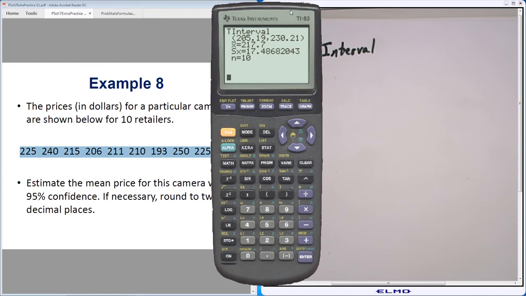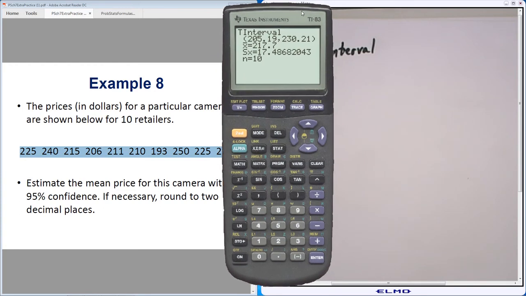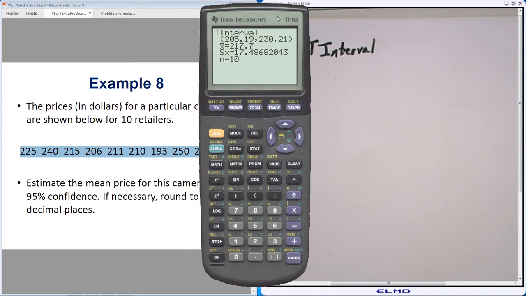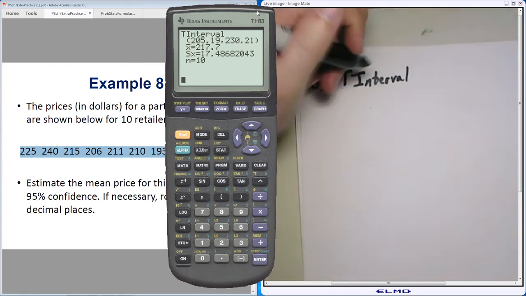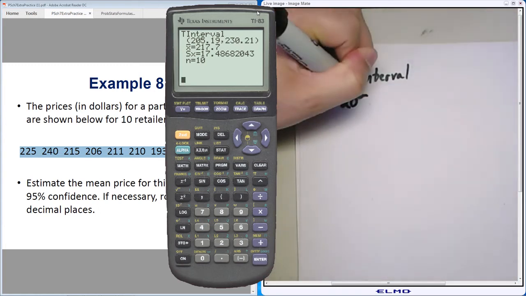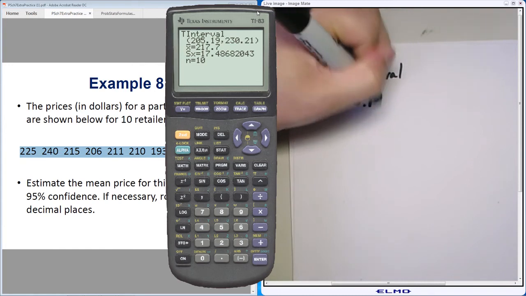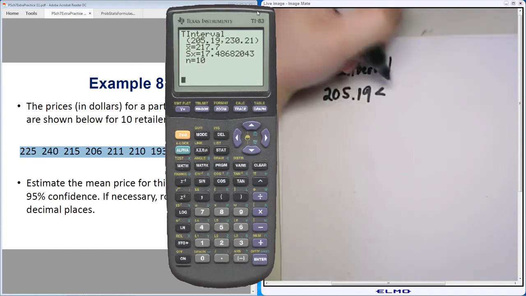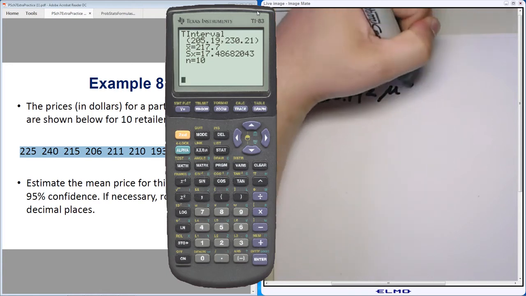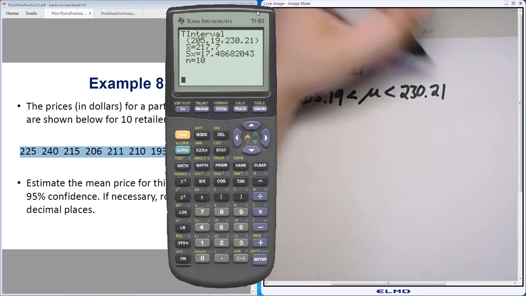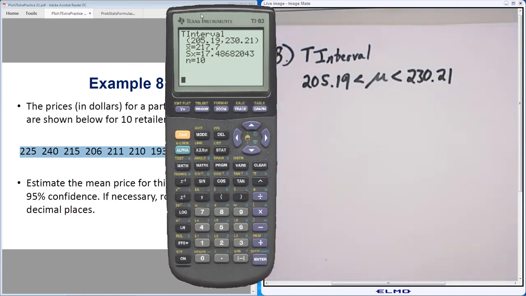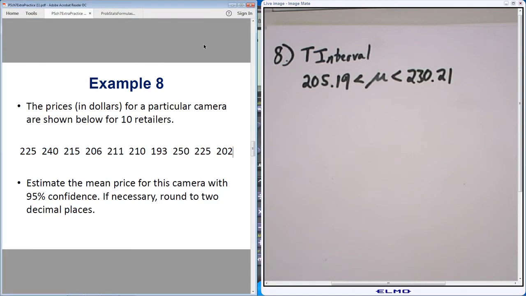it thinks for a moment, and it gives me the answer. It says if I need to round to 2 decimal places, it gives me the answer in 2 decimal places, so let's just leave it like it is. First number is 205.19. That's less than, now this is for a mean, so mu is the symbol, less than 230.21. That's the answer. You have to have both numbers. Don't forget your notation. It's a mean, so there's a mu in the middle.